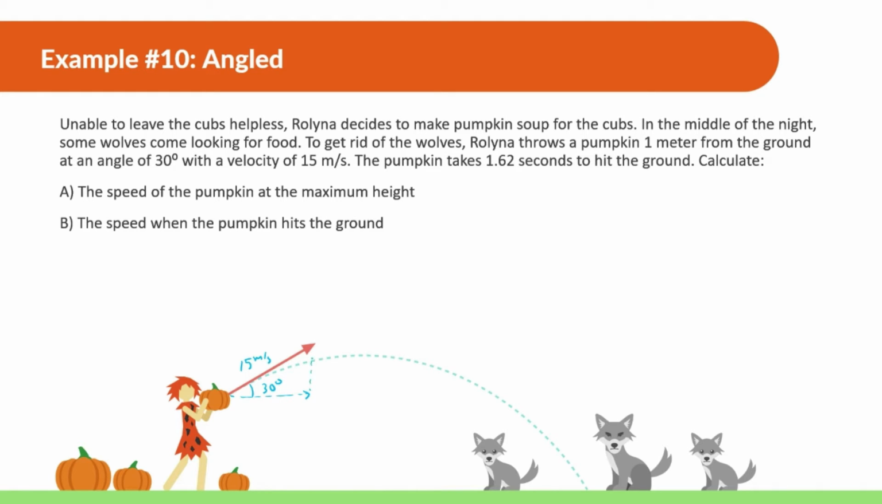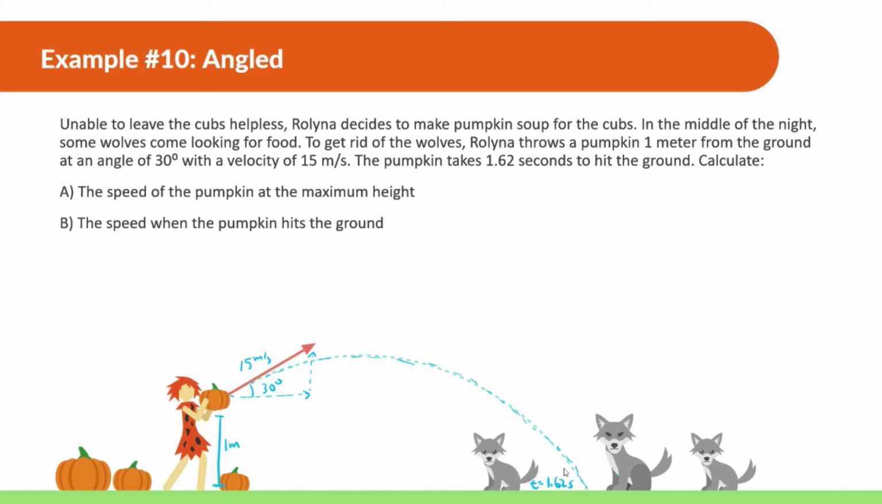And I'm going to kind of draw these components here. And she's also throwing it 1 meter off the ground. We should also know when this pumpkin is flying through the air, it's going to take a time of 1.62 seconds to hit the ground. Okay, I think that's everything that we have here.